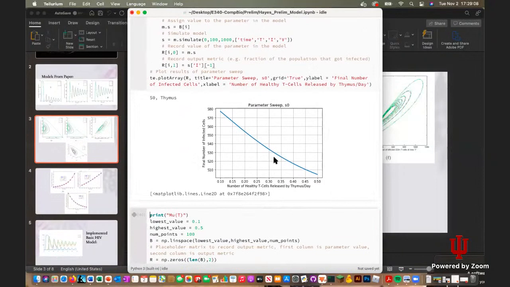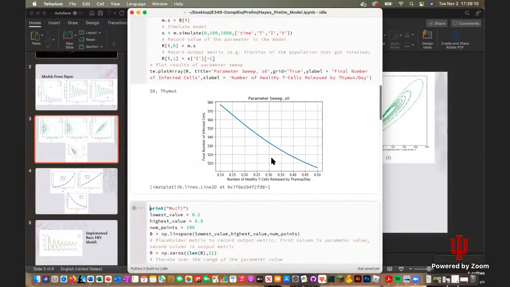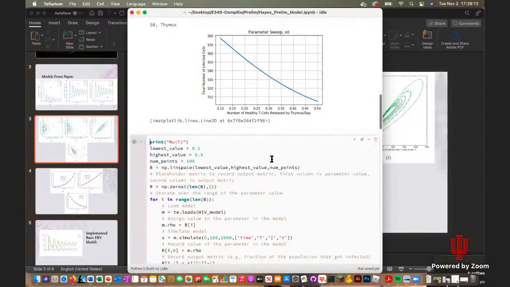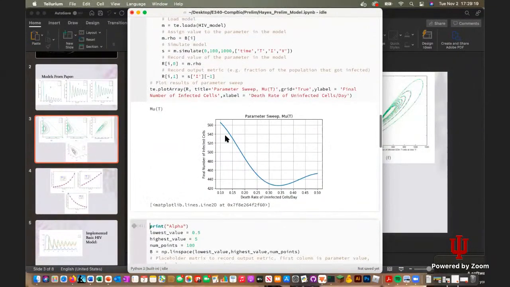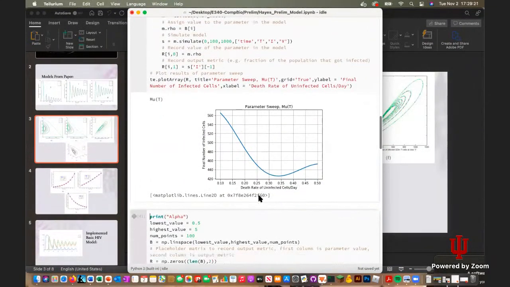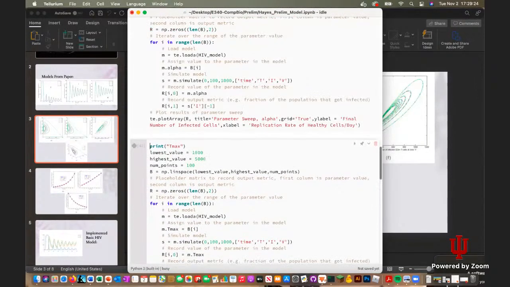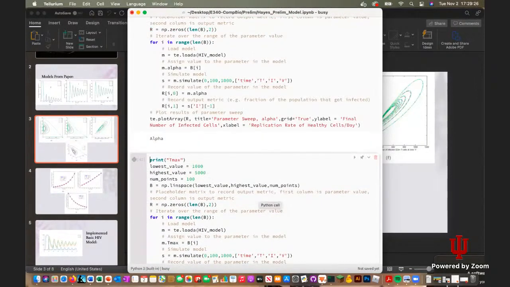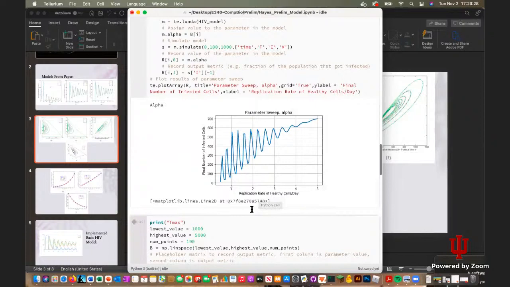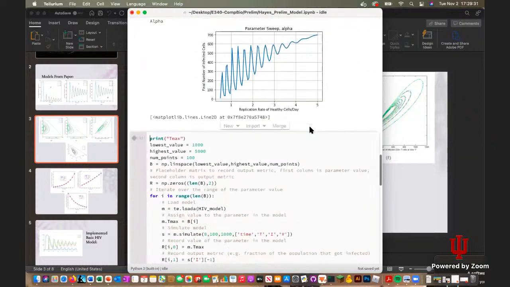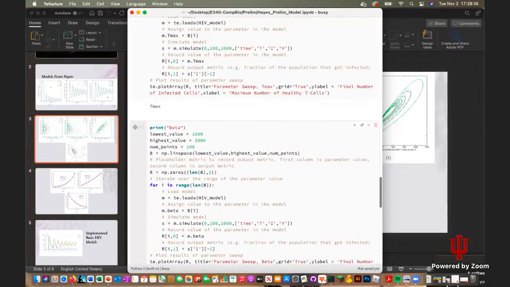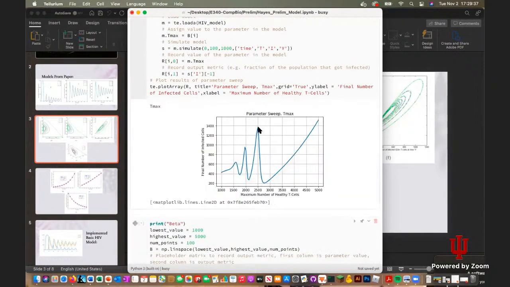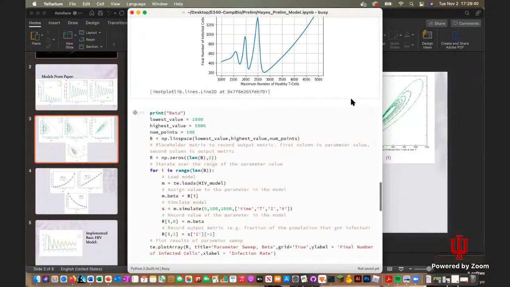This is a parameter sweep for the number of cells that the thymus produces every day, the number of healthy cells. And then I did all of the parameters just to see every single one. This was changing mu of t, which was the death rate of the uninfected cells. This is alpha, the replication rate of healthy cells. T max, the maximum number of healthy cells per day.